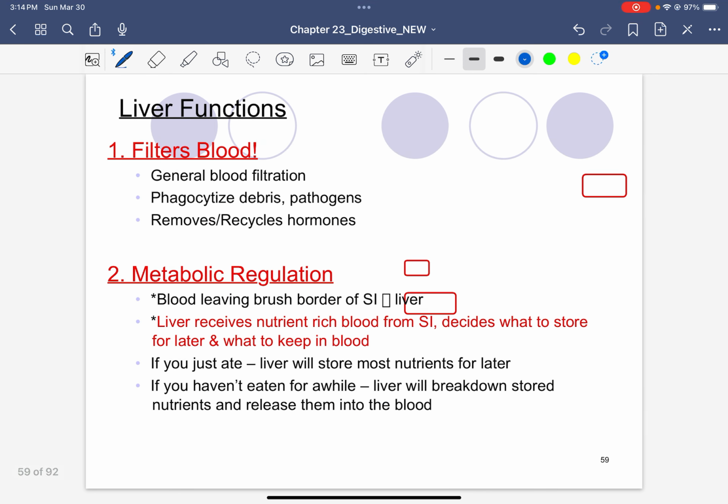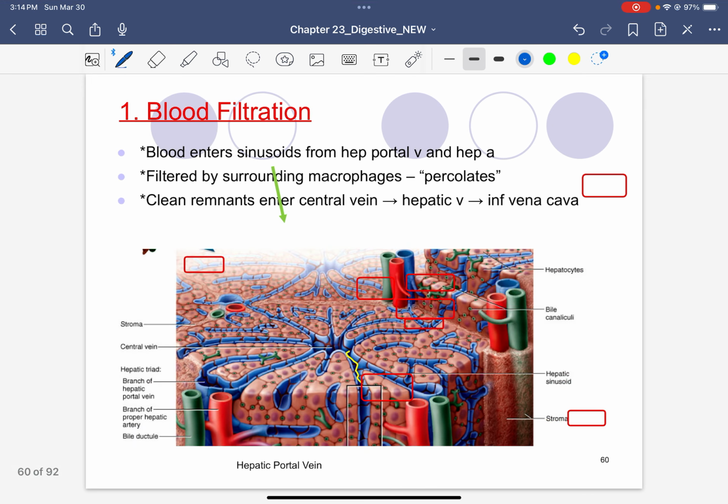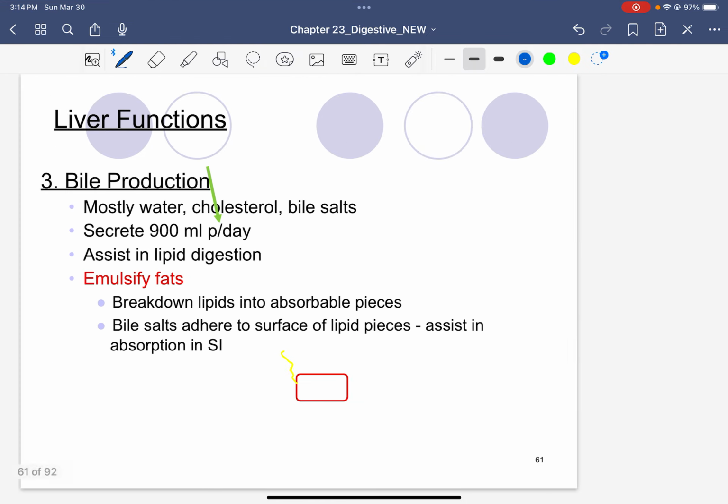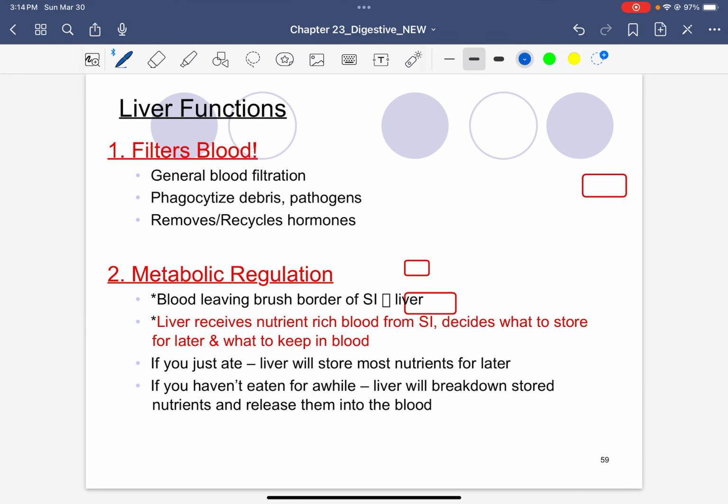What I want to do is break the liver down into 3 functions: blood filtration, produces bile, and what I'm calling metabolic regulation. Let's start with this function. So the digestive function of the liver is that it produces bile. Bile is needed to break down fat.